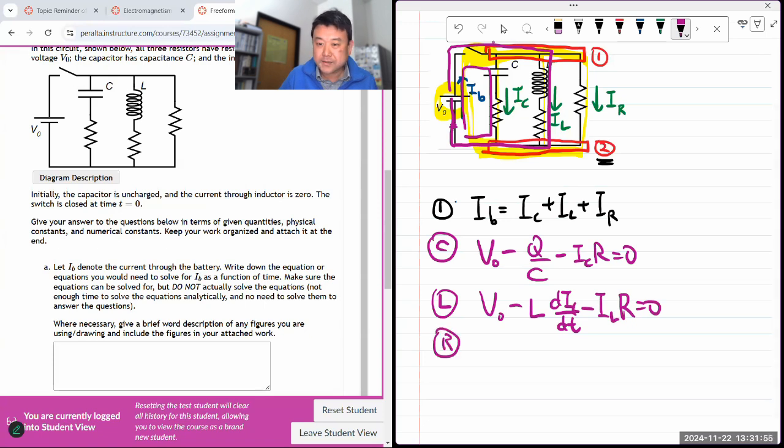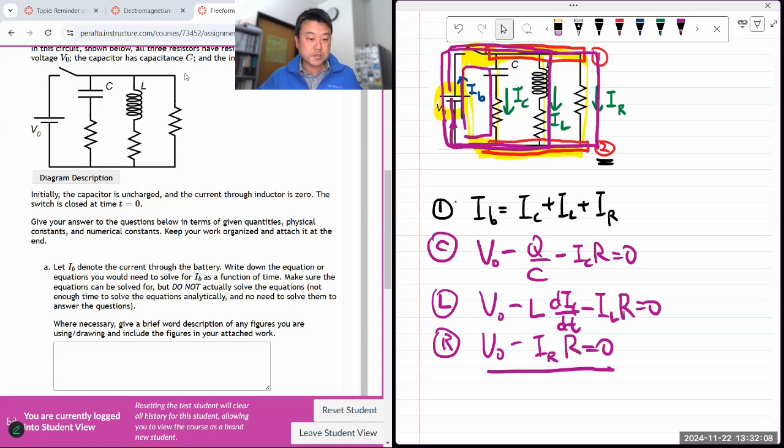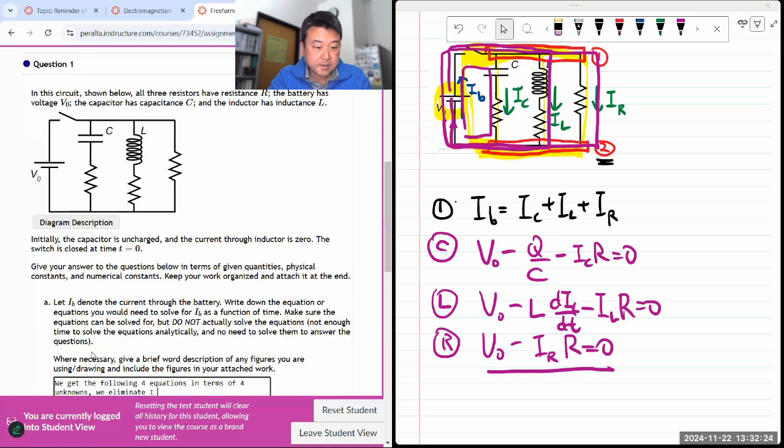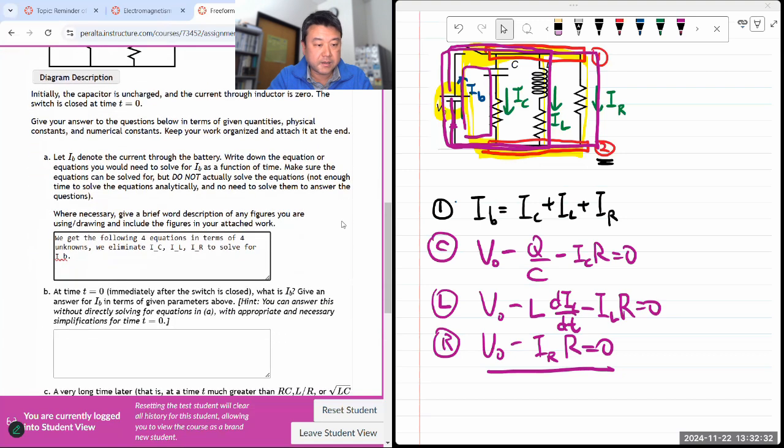And equation R is the same thing. Starting from here, loop, this time go through the resistor and then back: V0 minus IR R is equal to 0. So those are my 4 equations for 4 unknowns. So we get the following four equations in terms of four unknowns. We eliminate IC, IL, IR to solve for IB.